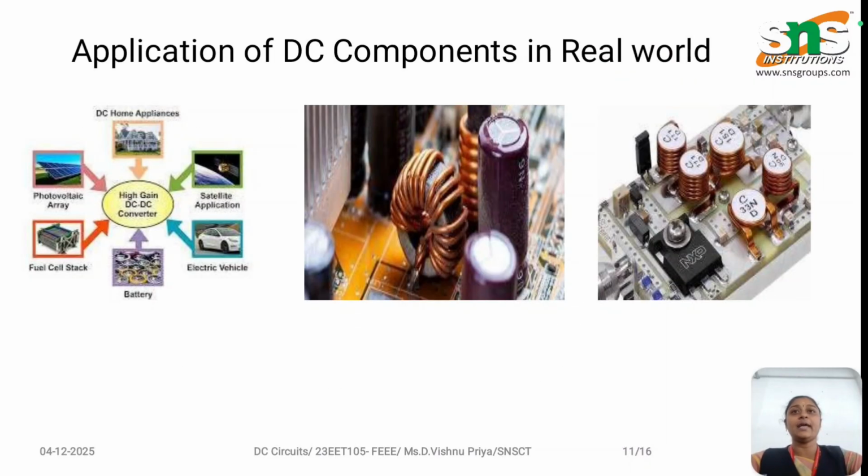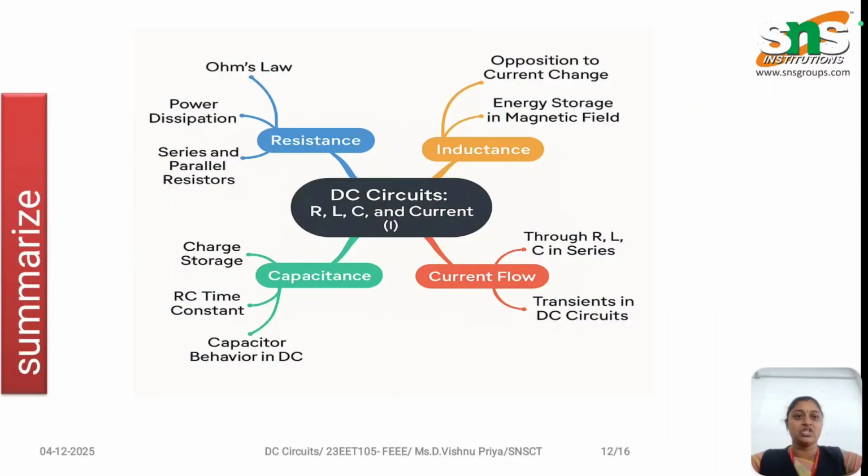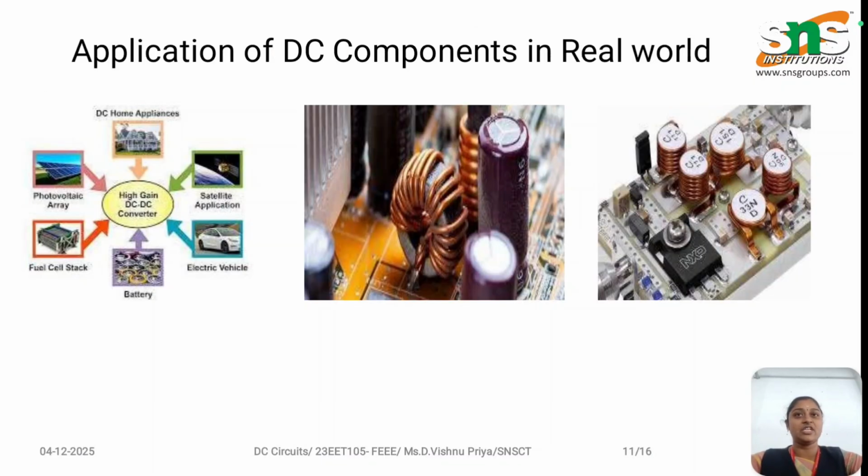Next, what are the real-time applications of DC circuit components? Have you ever wondered why a long extension wire gets warm when you plug in an iron box? That is resistance at work. Or why your ceiling fan takes a few seconds to reach full speed? That's due to inductance in the motor coil, opposing the sudden change in current. And the filter capacitor inside your charger smooths the DC output after rectification. These are the main real-world applications of DC circuit elements.